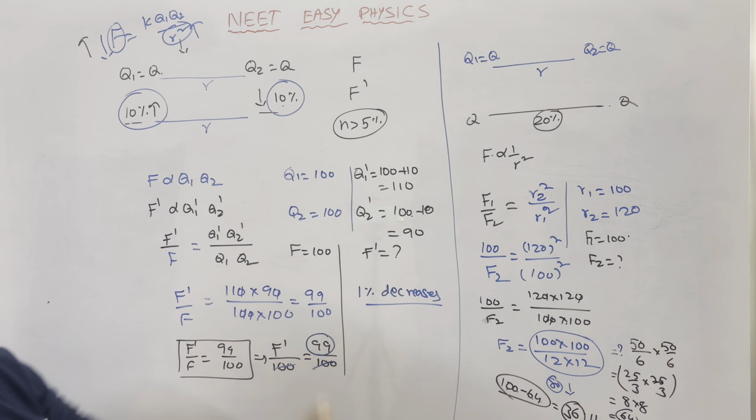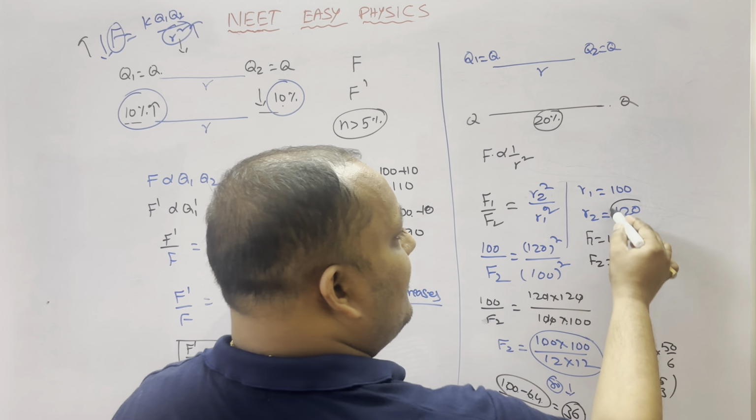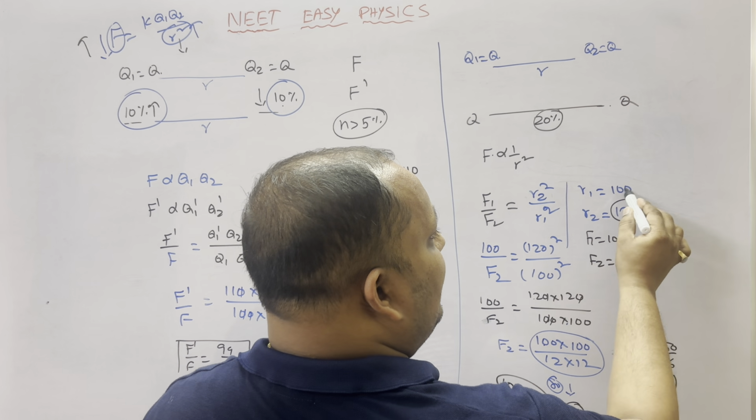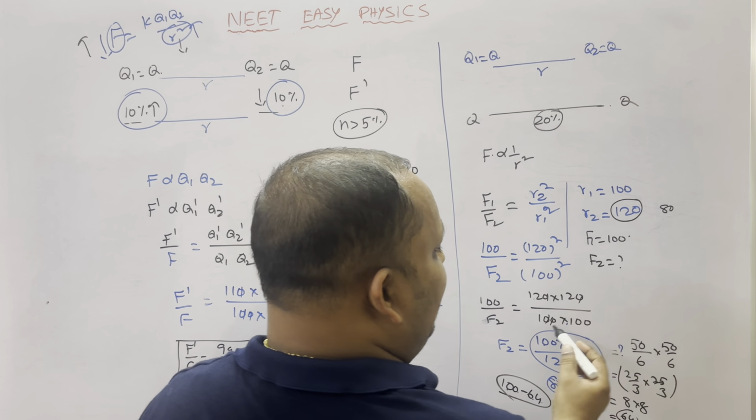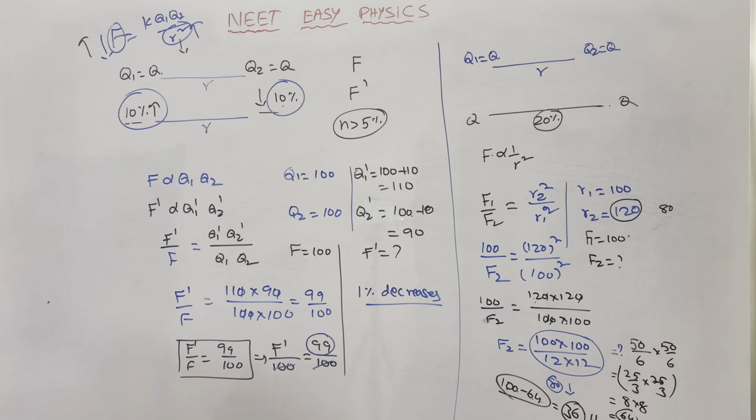Same question you can try to do if 20% decreases. 20% decreases means what R2 value should you take? 100 minus 20, that is going to be 80. If you got here 8 8s are 64, like that you are going to get. Just you can cross check once.